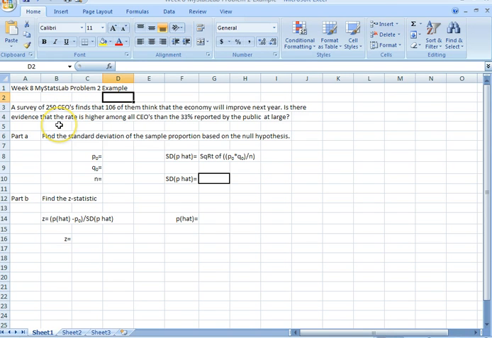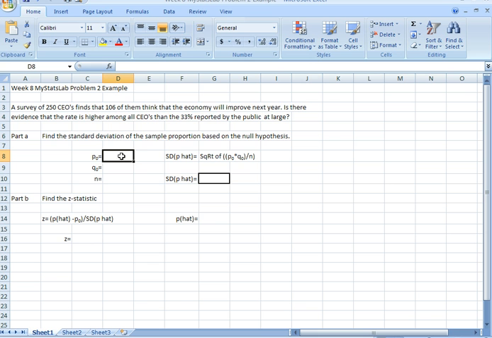In our problem, a survey of 250 CEOs finds that 106 of them think that the economy will improve next year. Is there evidence that the rate is higher among all CEOs than the 33% reported by the public at large? Part A of our problem asks us to find the standard deviation of the sample proportion based on the null hypothesis. So for that we need the hypothesized proportion.